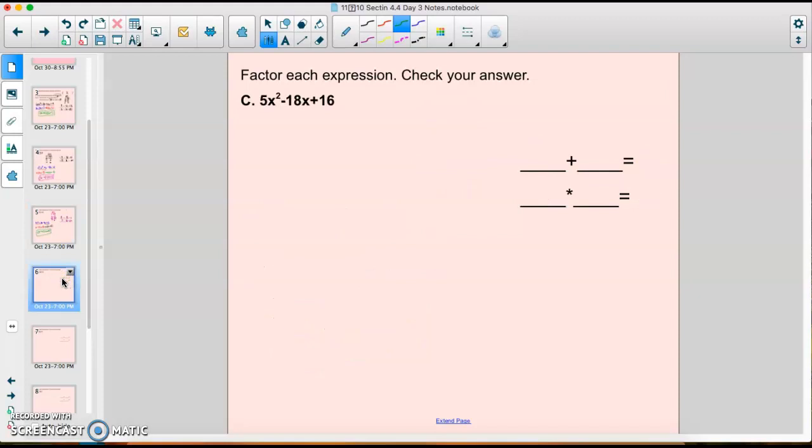All right, we're not going to do all of them. I'm going to skip one or two here. All right, now let's do this one here. So we need factors of, what's 5 times 16? Let me grab a calculator. I think that's 80 something, maybe just 80. Yep, 80. Okay, so it needs to multiply to 80, and it needs to add up to negative 18.